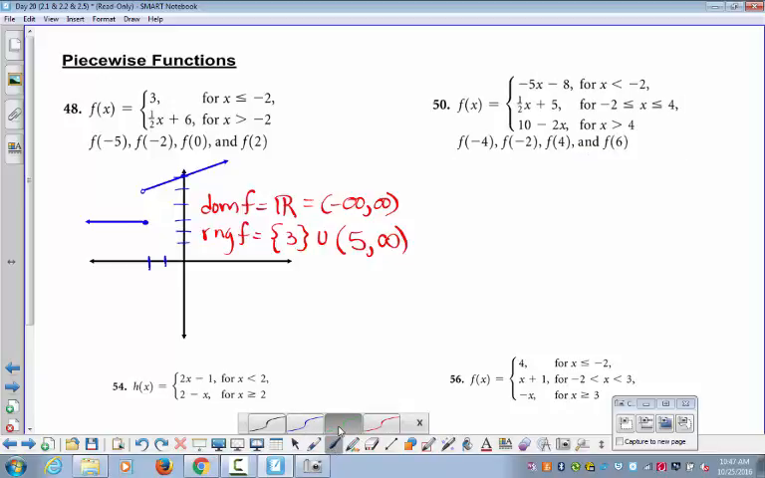So it says, what are these 4 function values? F of negative 5. We look, negative 5 puts us in this piece, so the y value is 3. F of negative 2, that puts us in this piece also. Less than or equal to negative 2, the y value is 3. F of 0 puts us in this piece. 0 is greater than negative 2, so you plug in a 0. 0 plus 6, so you get 6. And then f of 2 is also in that piece. Plug it in right here. 2 divided by 2 is 1. 1 plus 6 is 7. All right, now do 50.